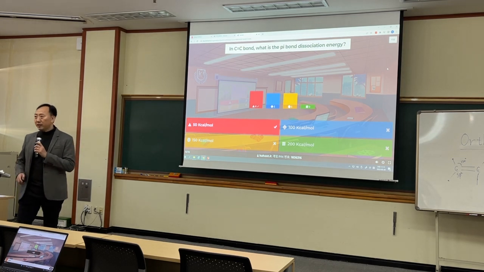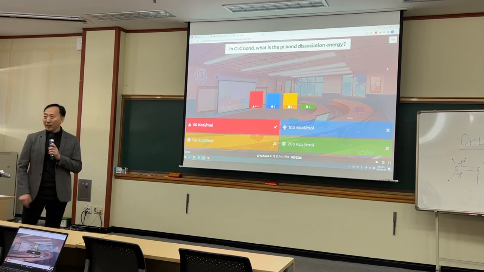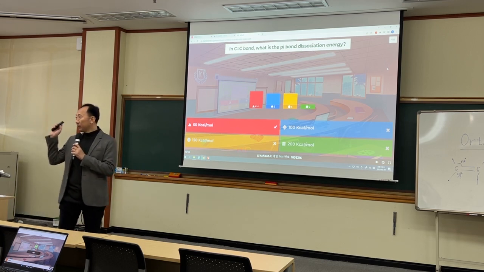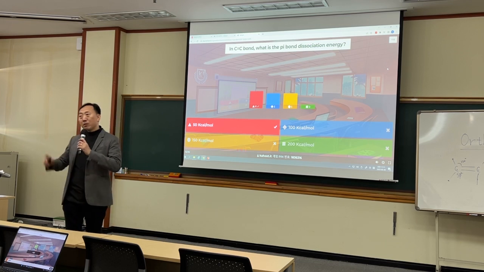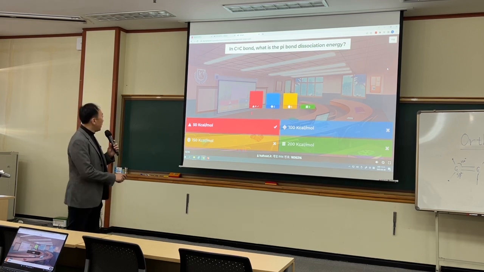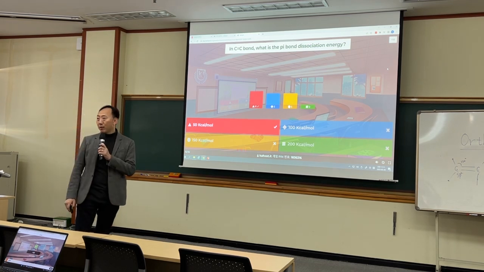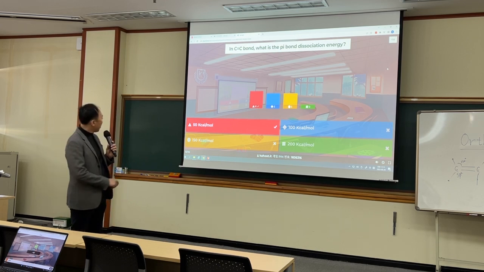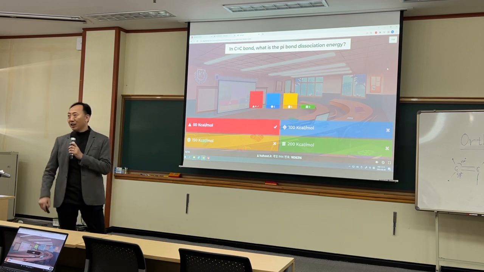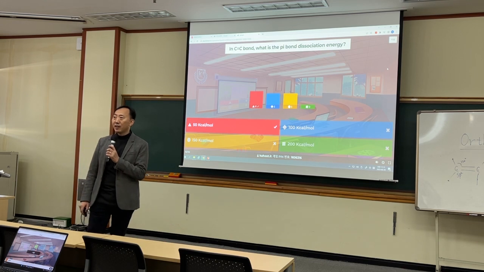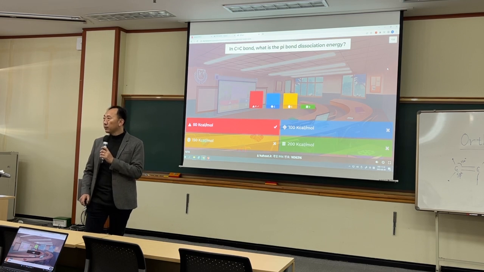Carbon-carbon single bond is approximately 80, 90, 100. To make it easy to memorize, let's just say about 100, carbon-carbon sigma bond. Okay, approximately 100. So pi bond is weaker than sigma bond, and actually that's about 60, 70. But to make it easy to memorize, about half. Let's just say pi bond, the dissociation energy is half of carbon-carbon sigma bond.